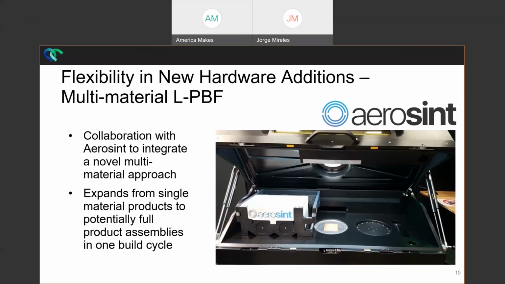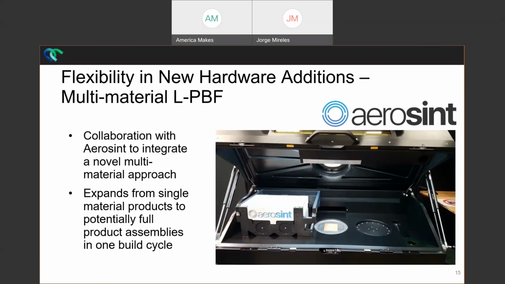Or going even further, thinking ahead into the future, perhaps now you can push the limits of innovation, and instead of creating single-material products, you maybe start creating full-on product assemblies in one build, right? So the possibilities could be endless.